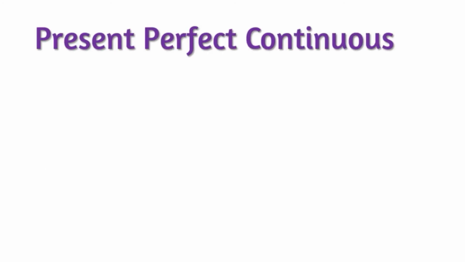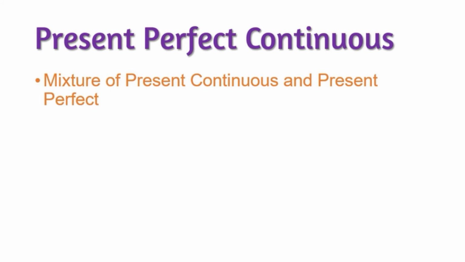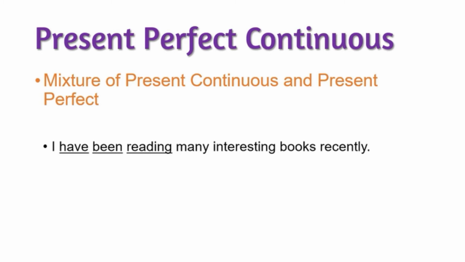Okay, next one we have present perfect continuous. Just to mix up a little your mind. Present perfect, remember: present, have or has as auxiliary; perfect, third column; continuous, something with ing in the end. A mixture of present continuous and present perfect. So something that was happening in the past and is still related to the present.